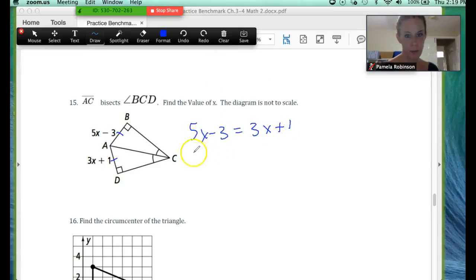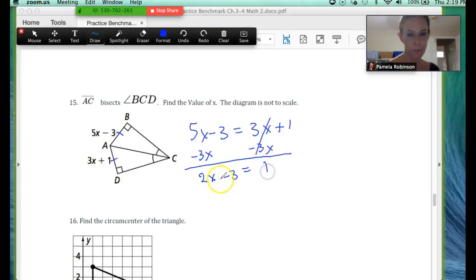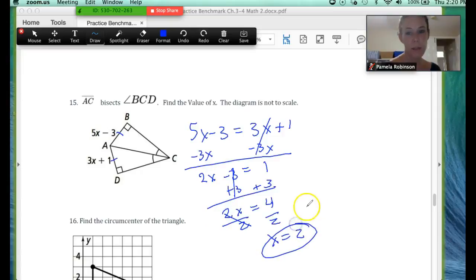Time for a little algebra. Gather your x's together on one side by subtracting 3x from both sides. Got to keep your equation in balance. Do the same thing to both sides. Subtract and bring down. You're going to get 2x minus 3 equals, bring this down, 1. Now add 3 to both sides. And that eliminates that. You get 2x equals 4. Divide by 2. You're going to get x equals 2. Now we figured out the value of x and we're finished with that one.